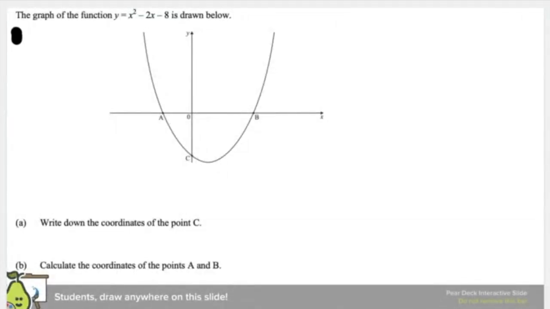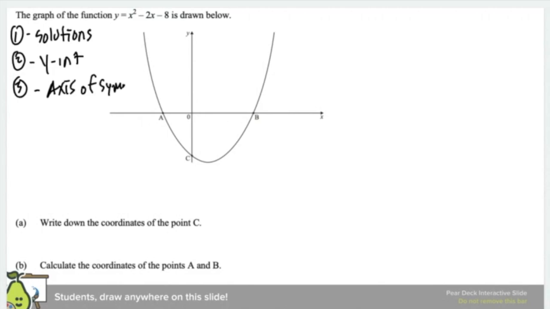The first thing is, are there any solutions? The next thing is, are there any y-intercepts? The third thing is, is there an axis of symmetry? And the last thing is the vertex. Always look for these 4 things first, before you even read the question. If I have a picture, look for those.